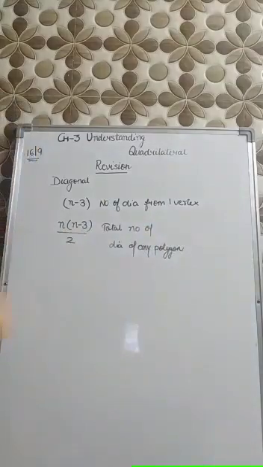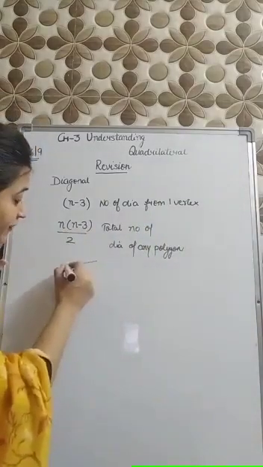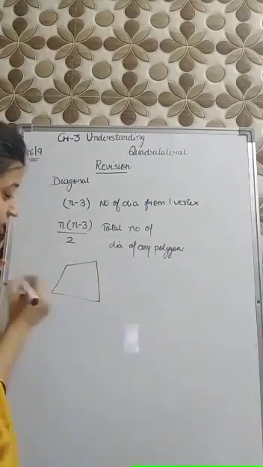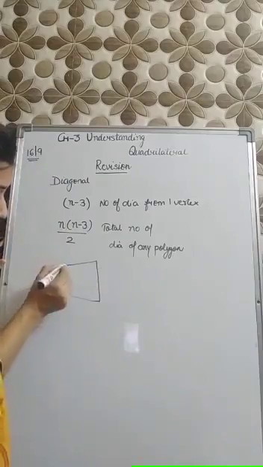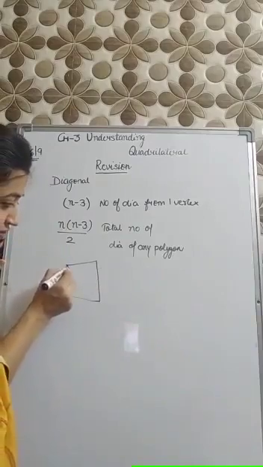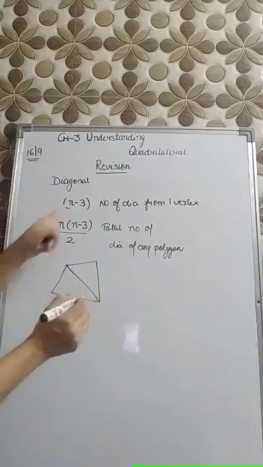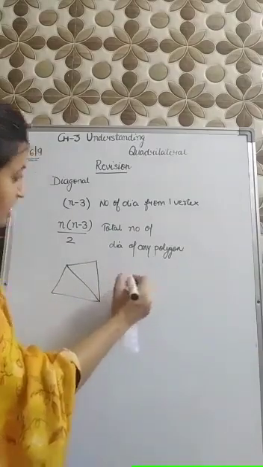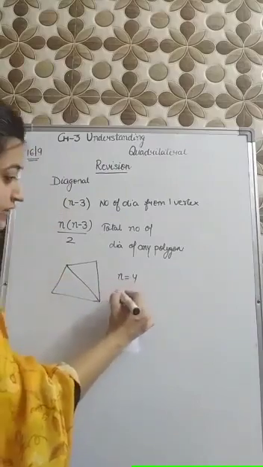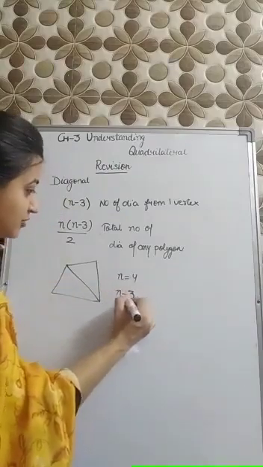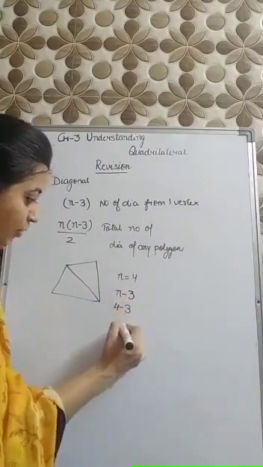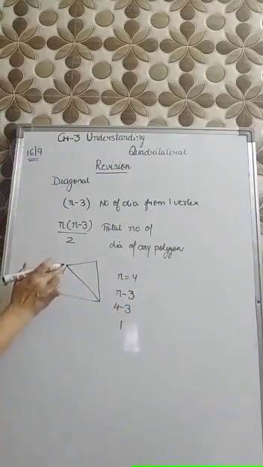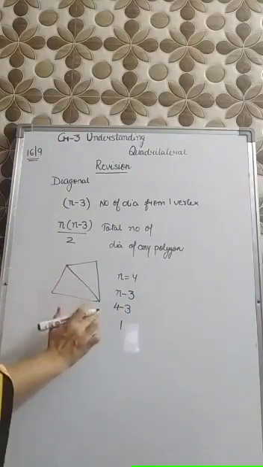So I am giving you one example. Suppose I have drawn this quadrilateral. If I talk about this vertex, from this vertex we have only one diagonal. So let's verify this formula. As you can see, it has 4 sides. So when you put this 4 in the formula, n minus 3, 4 minus 3 is 1. So you can see that from one vertex we have only one diagonal.